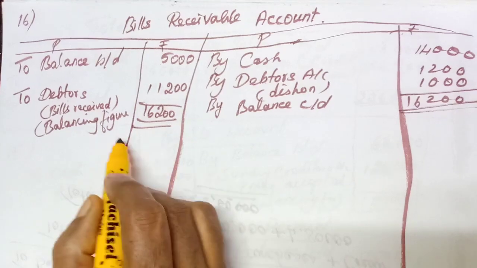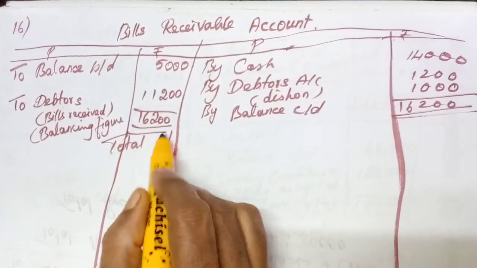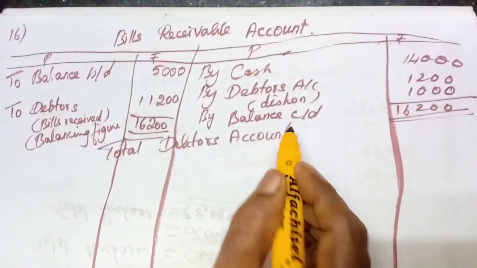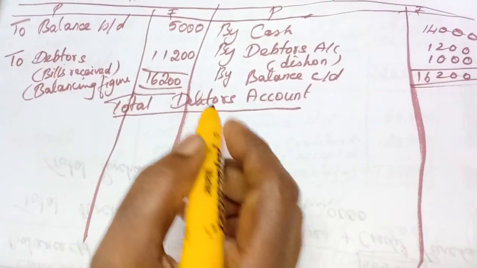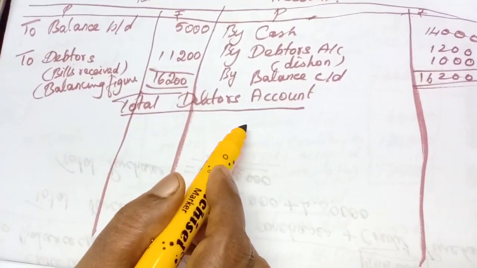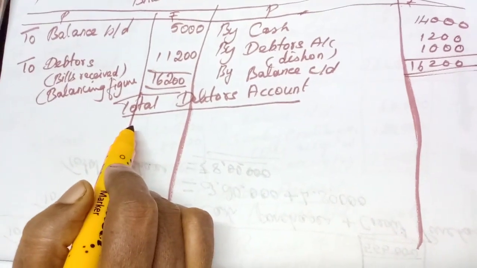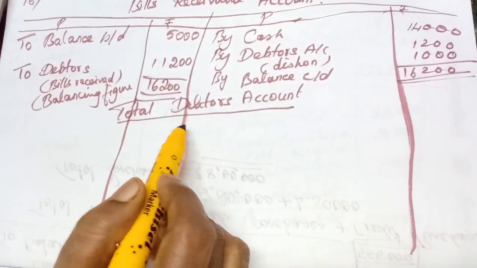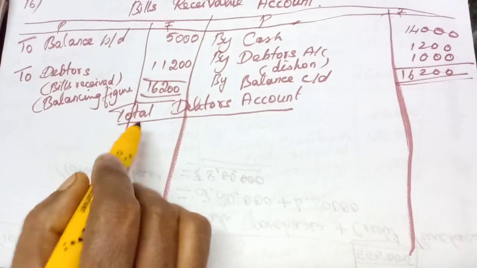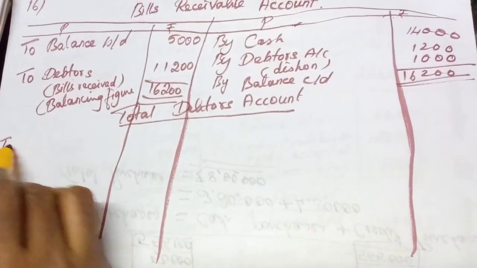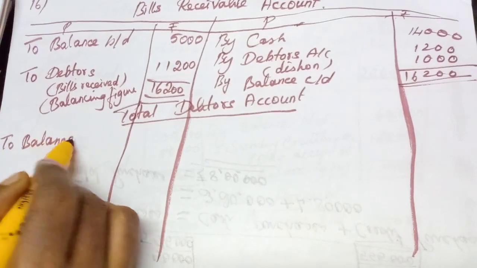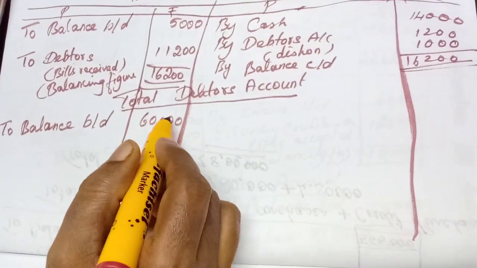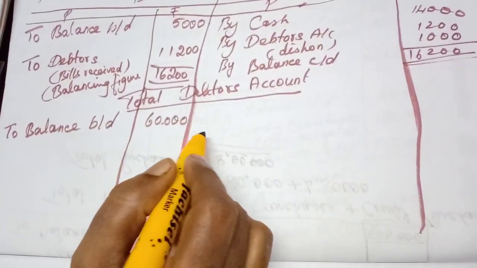Now we will prepare the next account, debtors account. Total debtors account. To enter the items in the total debtors account, you have to see the items which are given in the problem one by one from the beginning. So, total debtors account. Debtors only given first opening. That opening will be coming in the debit side. To balance brought down. Debtors 60,000. Then closing will be coming at the end. So you can leave as it is.